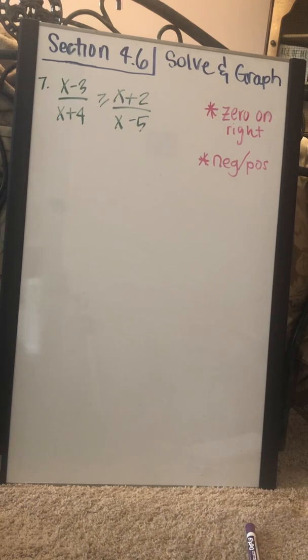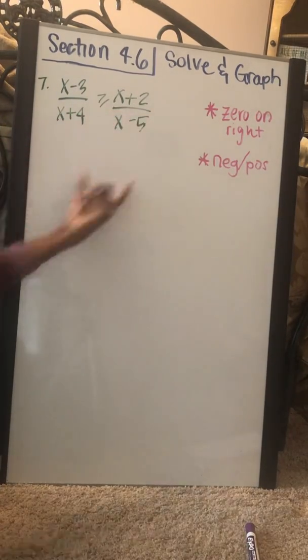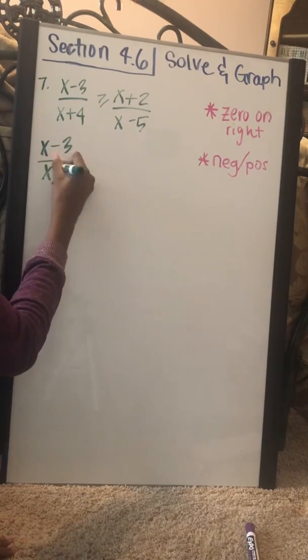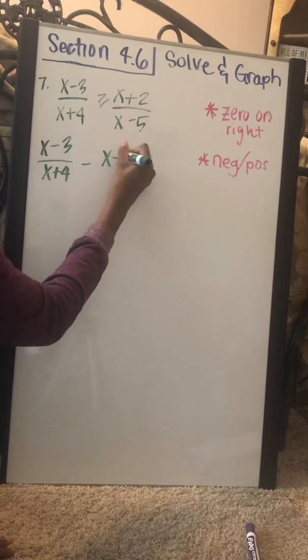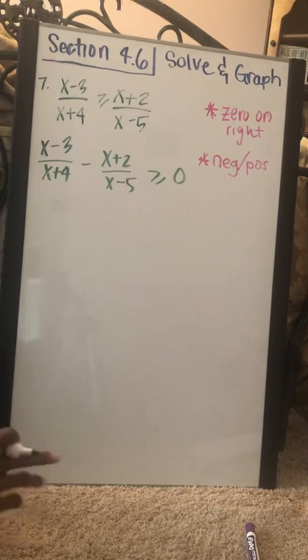Alrighty, last question for this section. Example 7, okay? So again, our first thing that we need to do is make sure that our 0 is on the right-hand side. So we need to move this entire fraction to the other side. Our fraction is positive, so I'm going to subtract it to the other side. And then write our same inequality and write a 0.